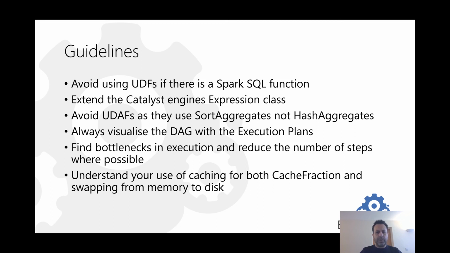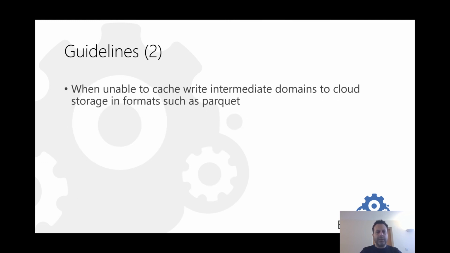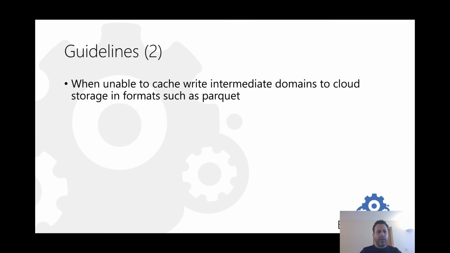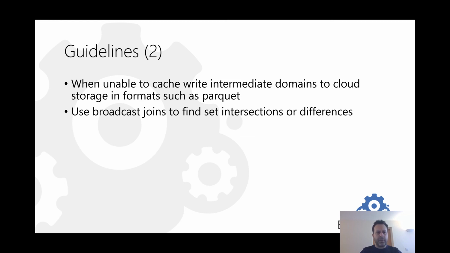And we need to understand the use of caching, and understand that cache fraction actually puts things on disk. So it's really, really important to go to the Spark UI and see how much stuff has actually been cached. Cache intermediate results where we can, to stop the DAG from executing over and over again. When we're unable to write to the cache, we should use intermediate domains. And in the past, I've written these out on disk as Parquet and then read them in again much faster.